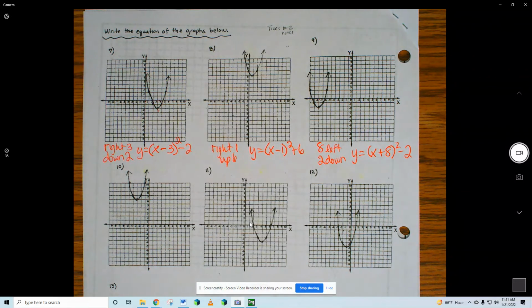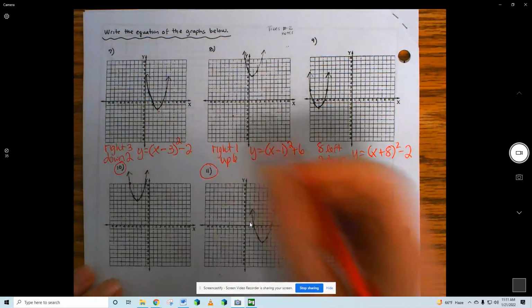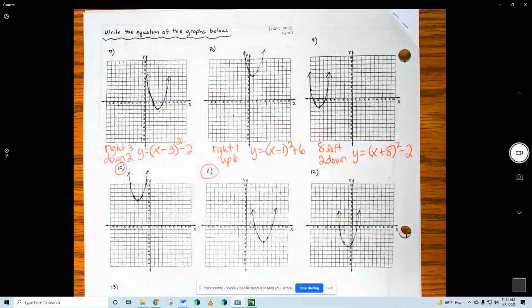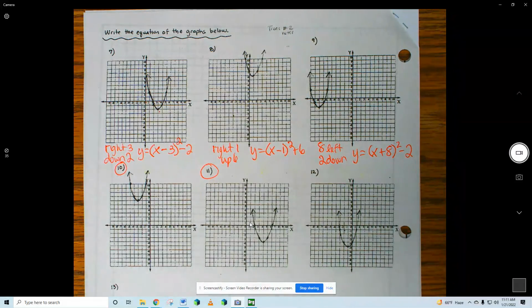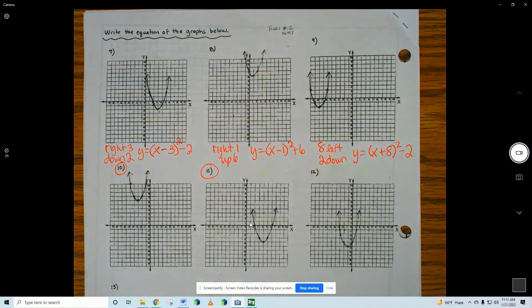So, I want you to do 10 and 11, and then for your weekend homework, you're going to graph 10 graphs. Yes, you have 2 days to do it. 48 hours of math. It'd be great. So great.